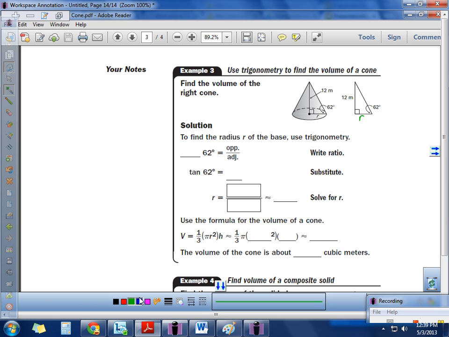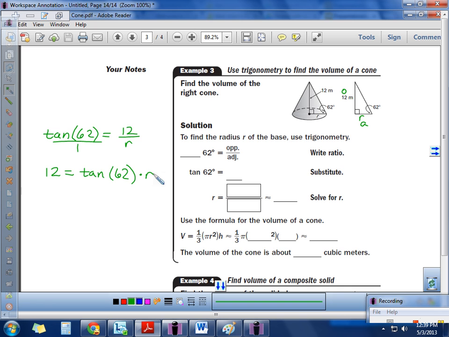So to figure out our trig, we need to label. Across from the angle is our opposite, and beside it is our adjacent. Opposite and adjacent is what trig? Tangent of the angle 62 equals opposite, which is 12, over adjacent, which is r. And now we can cross multiply just like we did earlier. 12 times 1 is 12. And now we're ready for our other cross. That's going to be tangent of 62 times r.